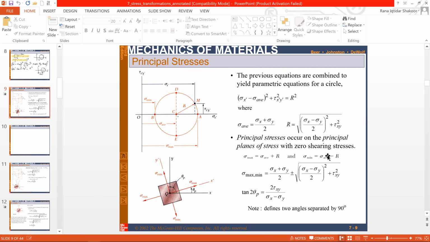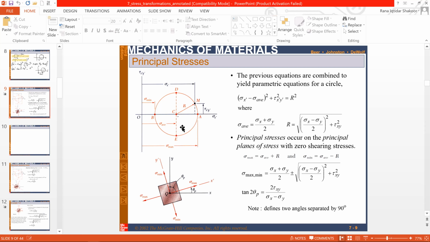Principal stresses occur on the principal plane of stress with zero shearing. So this is your principal plane of stress. When tau is equal to 0, these are called principal planes of stress. And principal stresses are the sigma max value and the sigma min value. And obviously, your tau max will be equal to the radius of this circle. Whatever the radius is, that will be your tau max value.